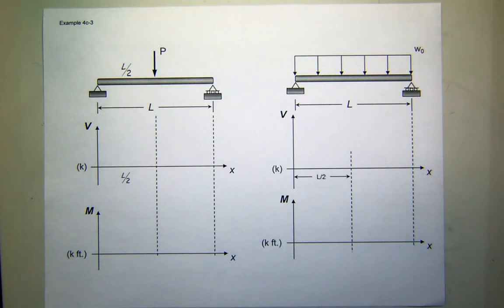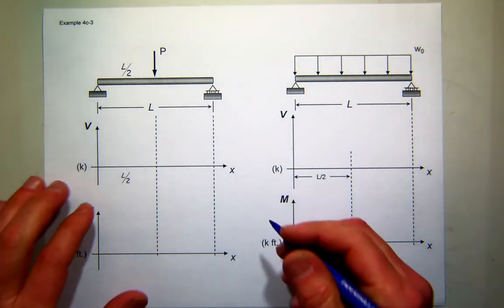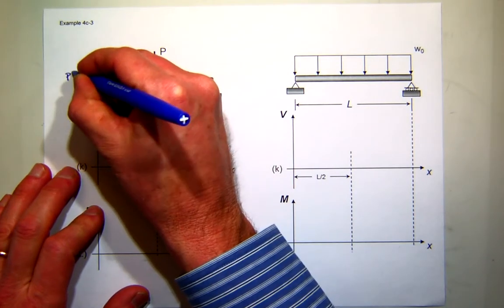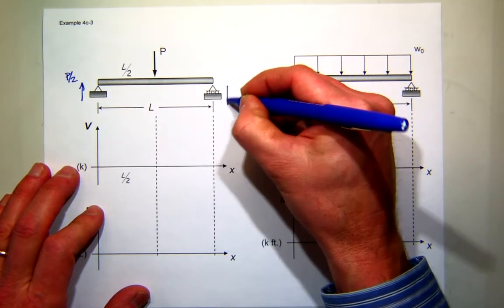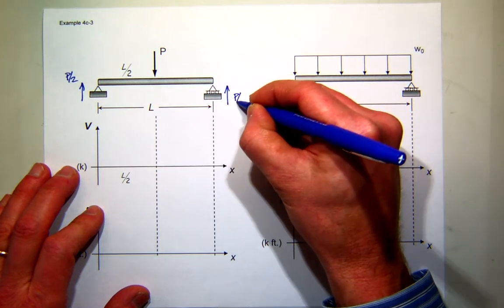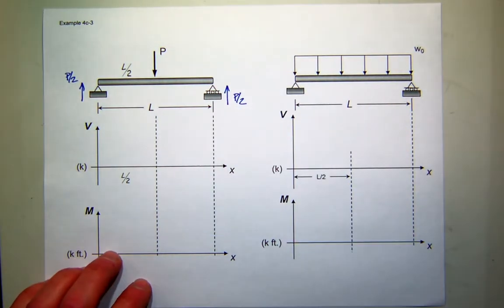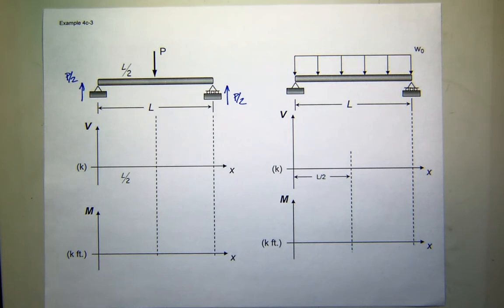Okay, just like in the previous problems, our focus is going to be on the shear force and bending moment diagram. So I'm just going to give you the reactions. But again, I don't think it'll be too hard for you to figure out that you have P over 2 and P over 2.